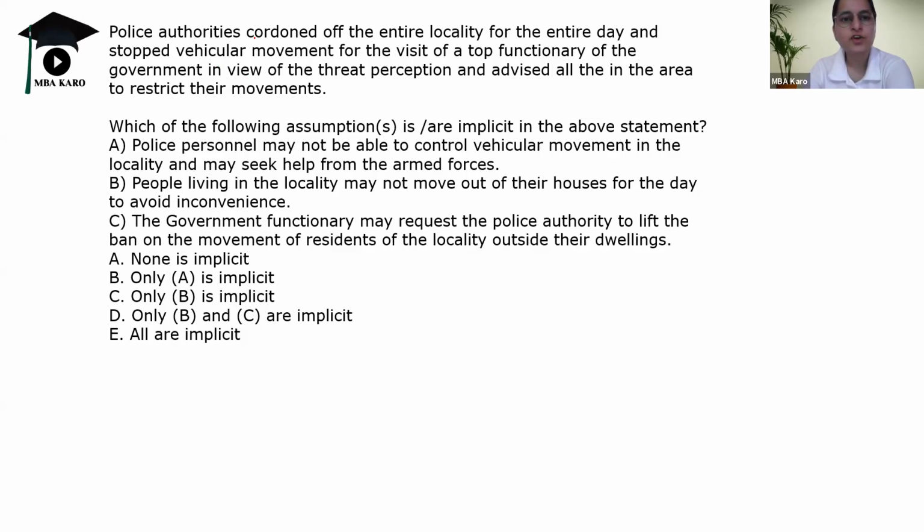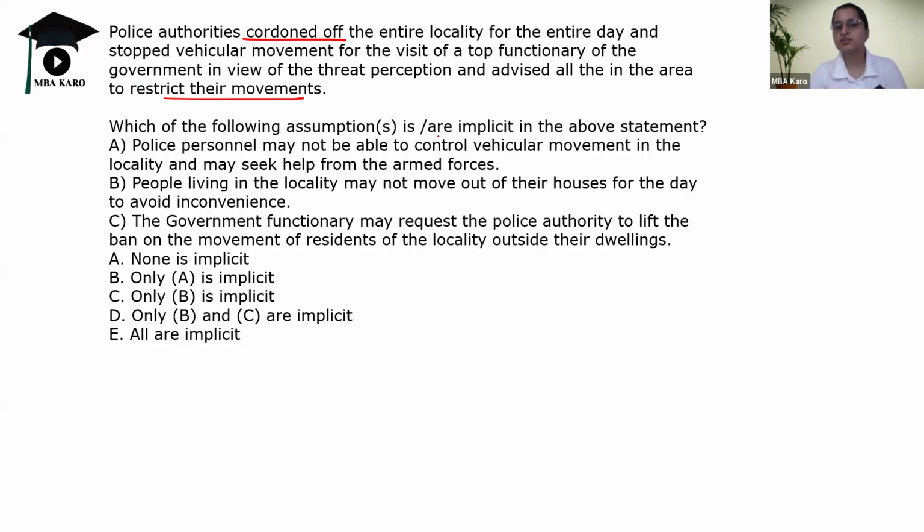Police authority cordoned off an entire locality, basically barricaded the entire locality, shut it down for the entire day, and stopped vehicular movement for the visit of a top functionary of the government. So basically, VIP movement is there, so they have barricaded the area. They shut the area in view of threat perception and advised all in that area to restrict their movements. So basically, they have told everyone not to move too much, because there is a VIP movement there.